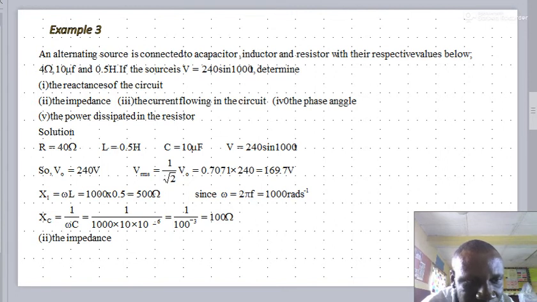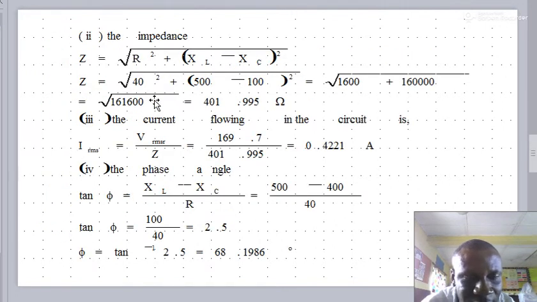So we now proceed to calculate the impedance, and the impedance is this way. The formula you are seeing is the inductive reactance minus the capacitive reactance, all squared. That has been done here. There the resistor is also squared, and in the end we arrive at this number, and then we go on to solve number 3, Roman figure. The current flow in the circuit is the RMS value over the impedance found. That will give us this current.